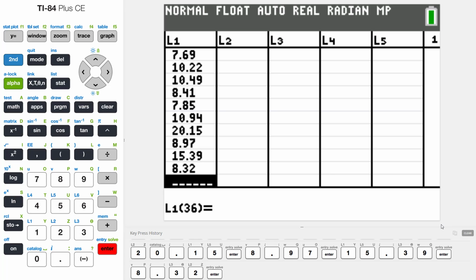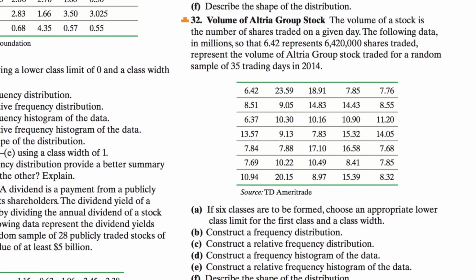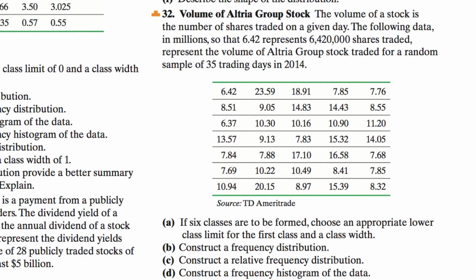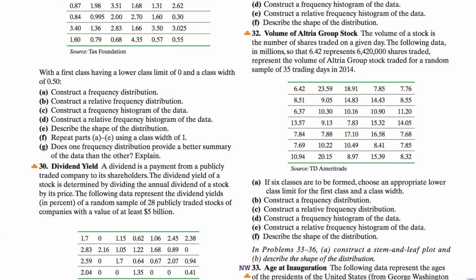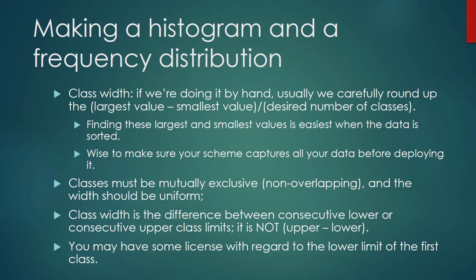Let's go back and look at the problem. Now the full instructions aren't visible for this range of problems here, but the idea is they want you to make a frequency distribution and a histogram. And so part A of the question is saying, if 6 classes are to be formed, choose an appropriate lower class limit for the first class and a class width. Let's talk about that for a minute.